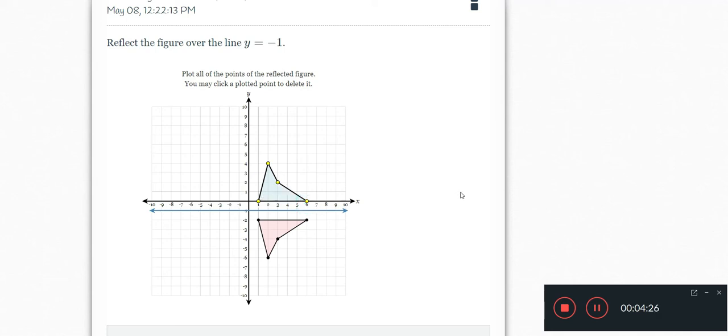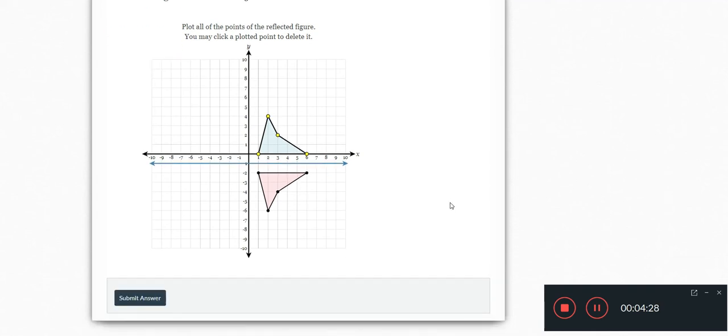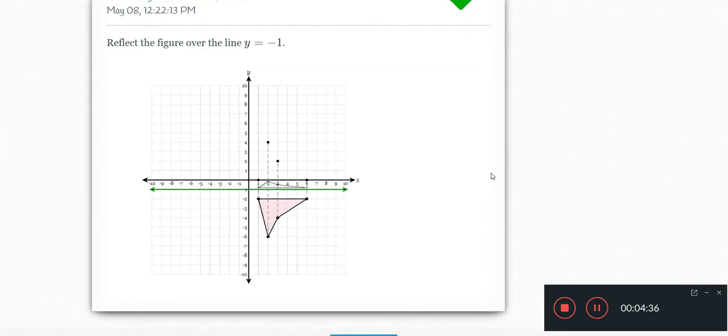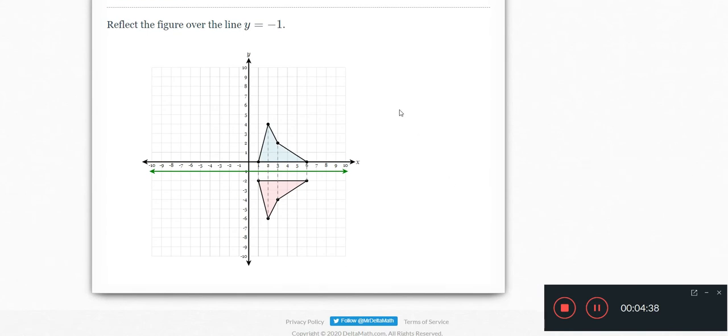Now, you're going to be able to eyeball this. Does it look like a complete reflection? Right now it does to me, but if you maybe put a point in the wrong spot, it will show you. So submit your answer. It says, yes, I got it right, and it's going to show you the flip. All right.